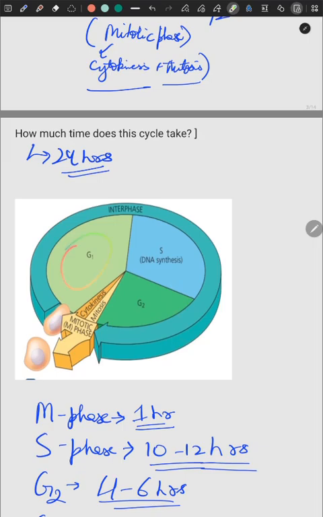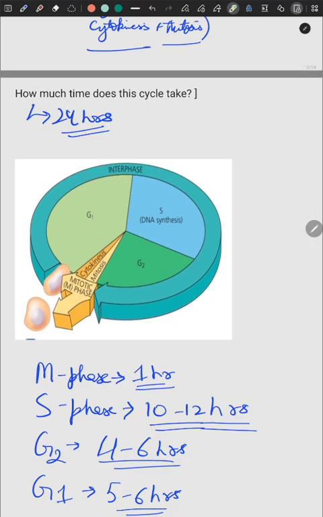And the last one is G1, the first phase. It is a sort of variable phase. Why am I saying that? Because in some cells it takes 4 to 6 hours, and in some cells 5 to 6 hours. This is because some cells in a multicellular organism divide very infrequently, or sometimes they don't divide at all. So here it can change, like 4 to 5 hours or 6 to 7 hours.